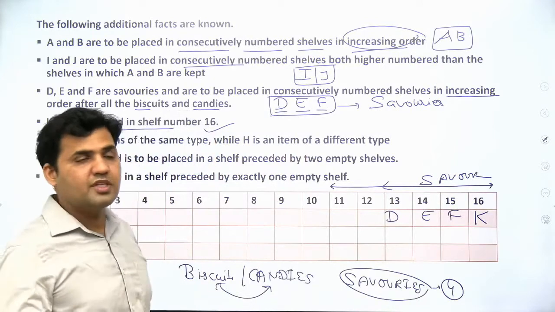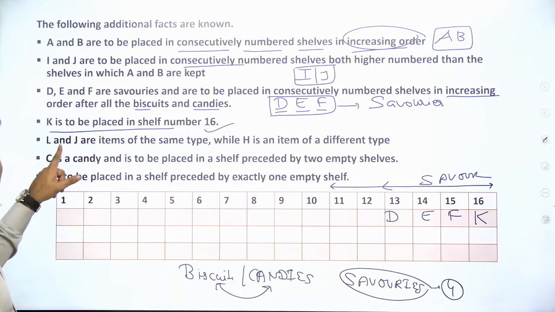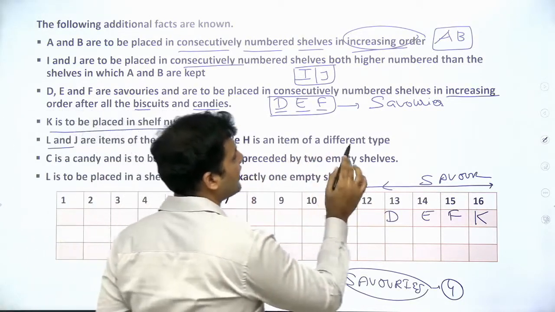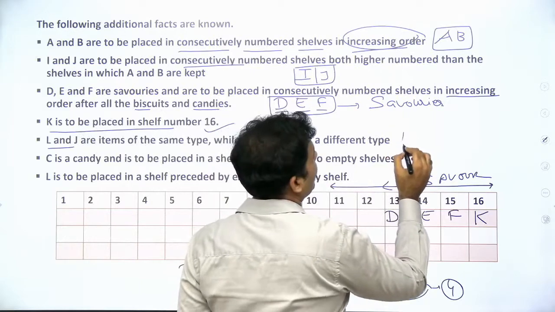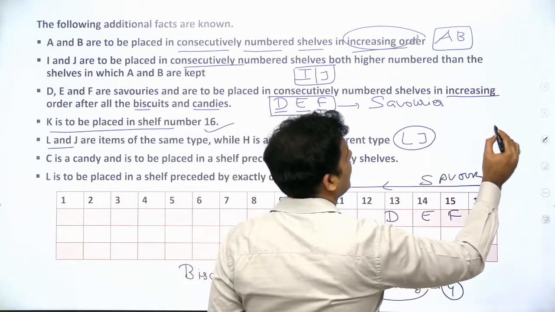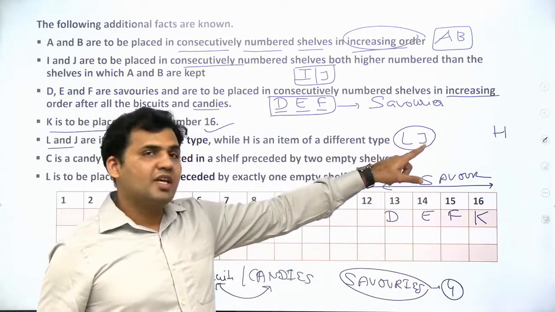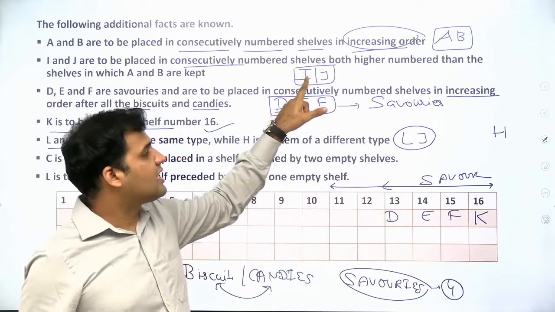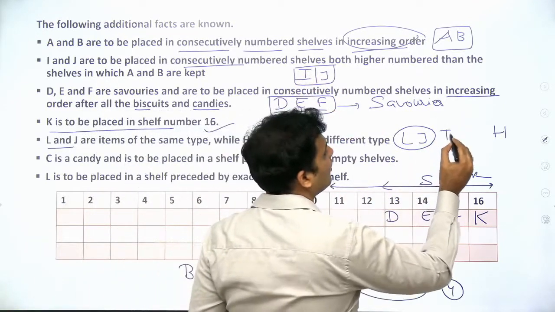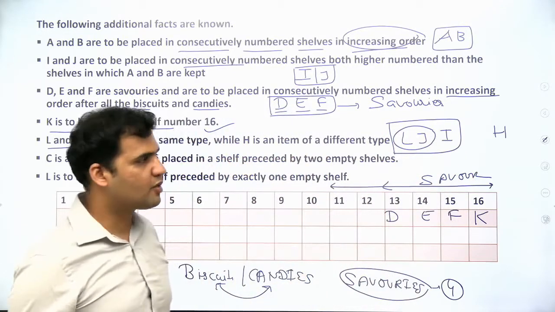Now we are left with biscuit and candies to be placed. If we move on further, L and J are the items of the same type, while H is an item of different type. Now carefully observe, L and J are of same type. We already know that I and J are also same type. So can I say L, J and I are of the same types? All of these three will either be candies or biscuits.